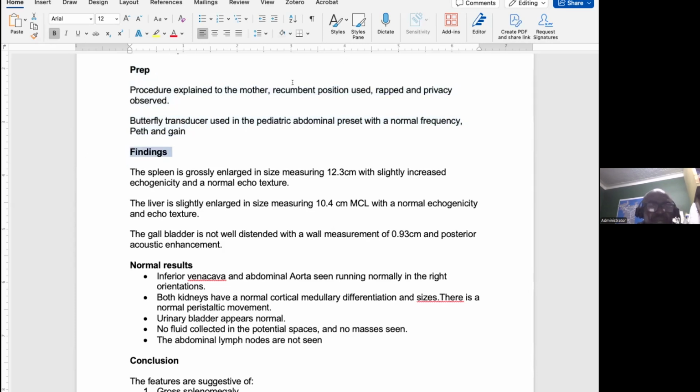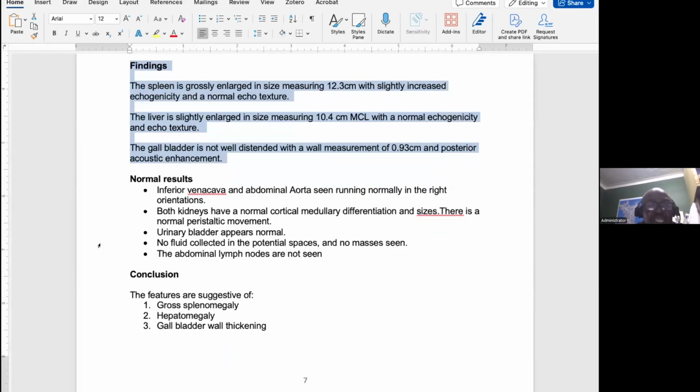So the findings: the spleen was grossly enlarged in size at 12.3 centimeters, with a significantly increased echogenicity and a normal echo texture. The liver was slightly enlarged in size, measuring 10.4 centimeters in the mid-clavicular line, with a normal echogenicity and echo texture. We are talking in terms of a pediatric patient of 5 years. The gallbladder was not well distended at that time, with a wall measurement of 0.9 and a posterior acoustic enhancement.